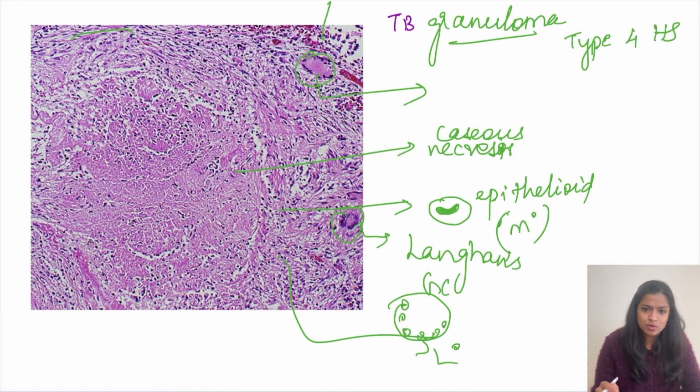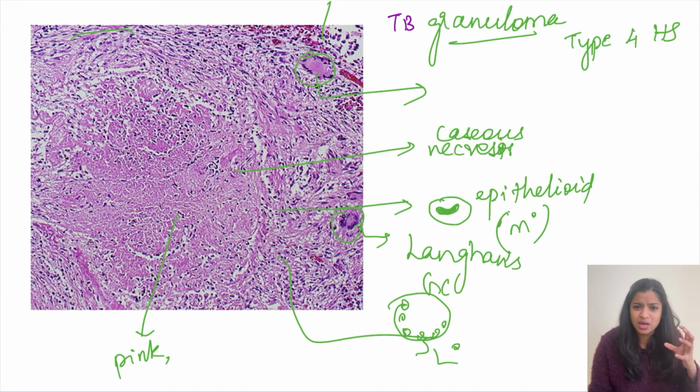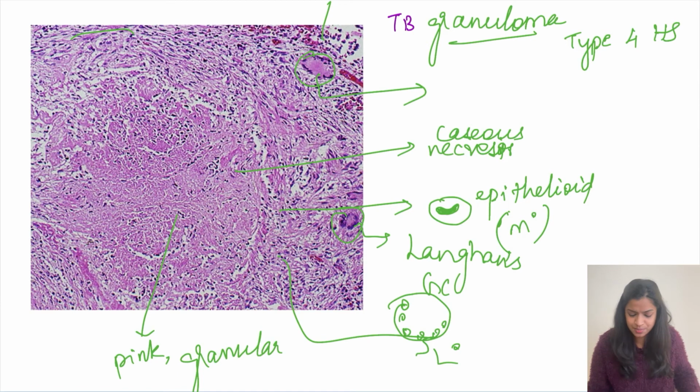Not necessarily that the necrosis might be present, but I was just discussing the TB granuloma in which caseous necrosis is present. So this is the pink granular kind of a material. Can you appreciate it is looking dirty and granular? So this is the appearance of the caseous necrosis.